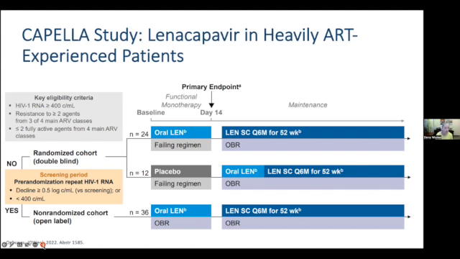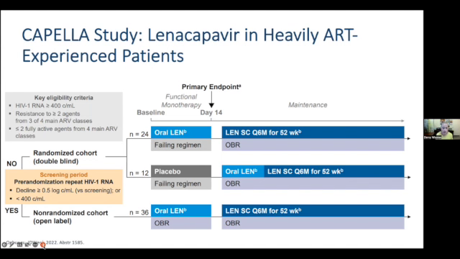So just by way of reminder, patients in this study were patients, again, with extensive treatment experience who were failing their current regimen. So they had to have a viral load greater than 400 and resistance to at least 2 agents from 3 of the 4 main antiretroviral classes. And the participants were in one of 2 cohorts, so either the randomized cohort or the non-randomized cohort.